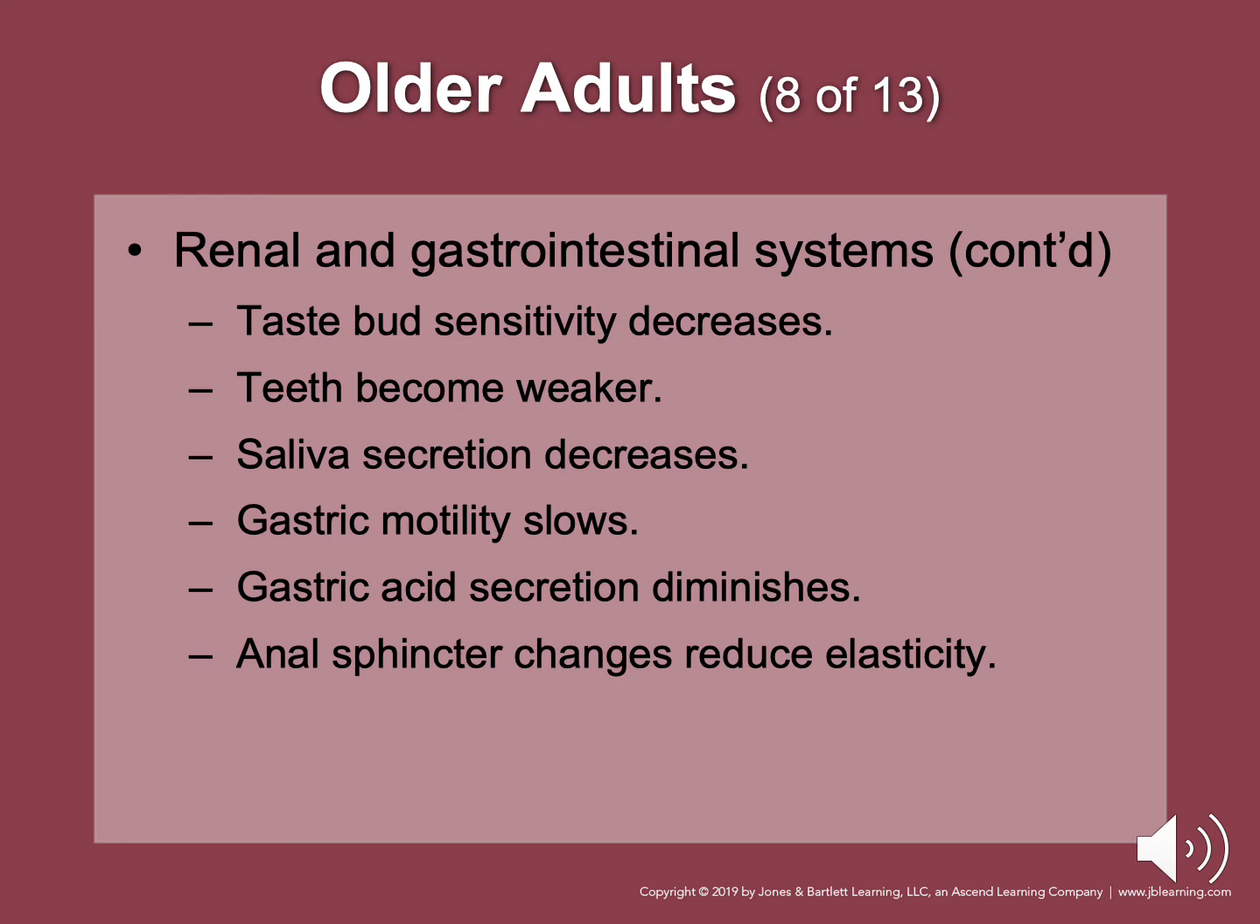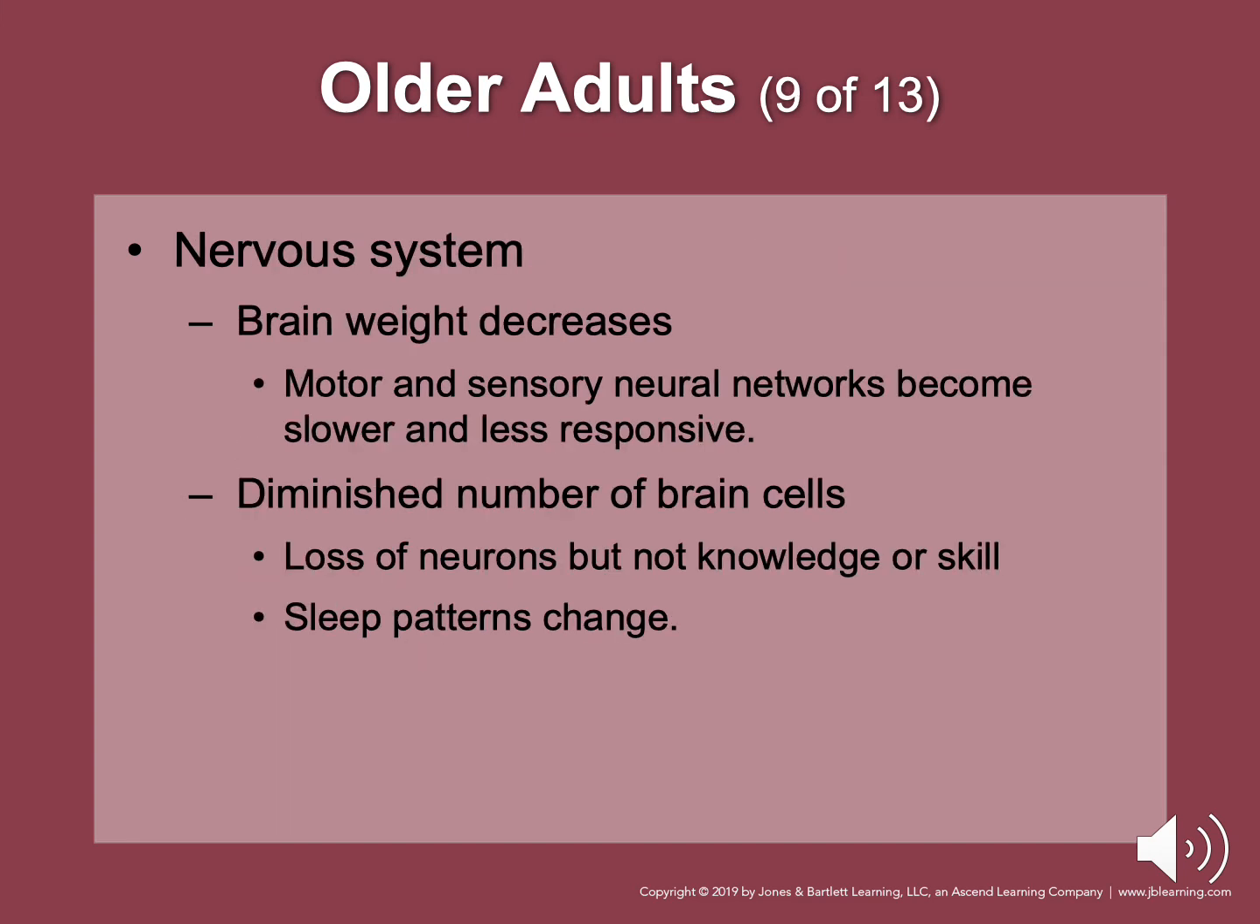Nervous system: the brain weight may decrease 10 to 20% by age 80. So motor and sensory neuron networks become slower and less responsive. The metabolic rate in the older brain does not change, and oxygen consumption remains constant. The diminished number of brain cells comes with interconnections between brain cells continuing as people age, providing redundancy within the brain. This causes a loss of neurons, but not a loss of knowledge or skill, and sleep patterns may change. That's why you find a lot of older adults sleeping during the day and awake all night.